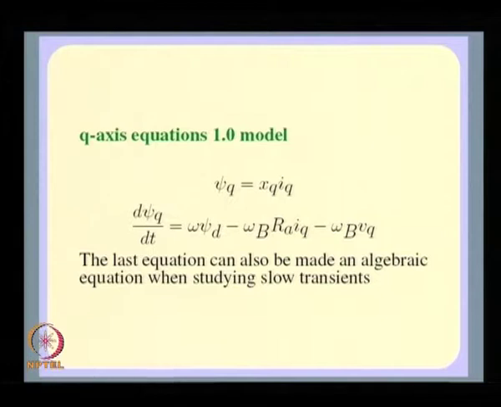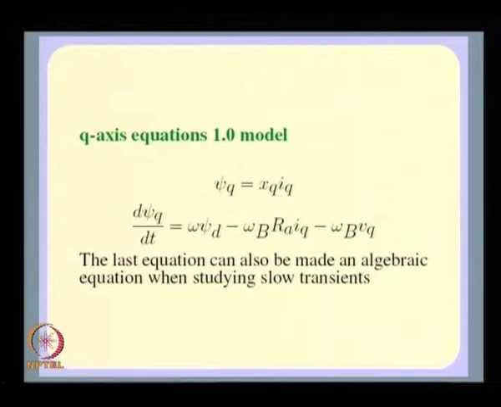So, what you have in the q axis is just one algebraic equation and one differential equation corresponding to the stator winding, that is psi q. Okay. So, one differential equation and one algebraic equation. In fact, the differential equation also can be removed by setting d psi q by dt is equal to 0 in case you are studying slow transients. Okay. So, this is what you get as 1.0 model.